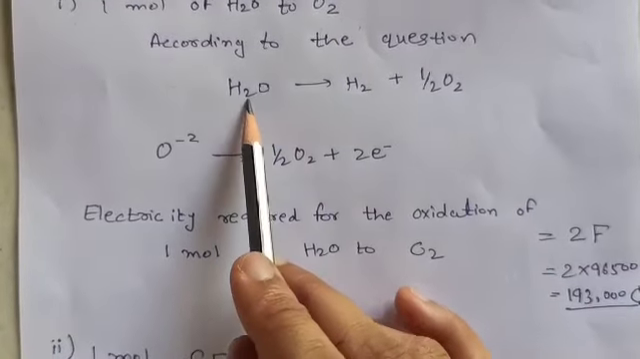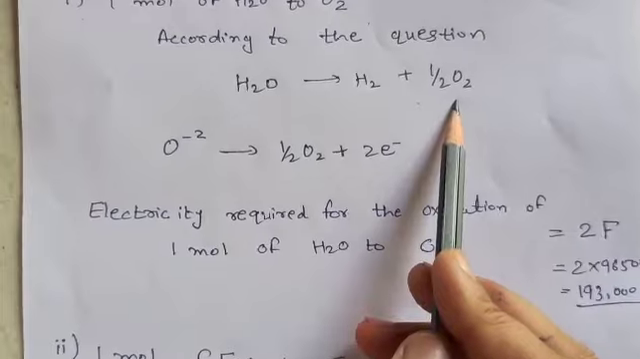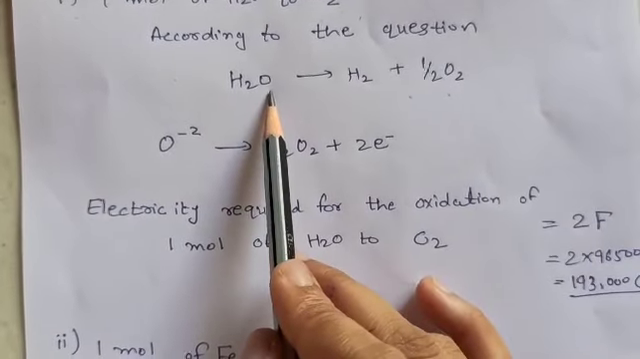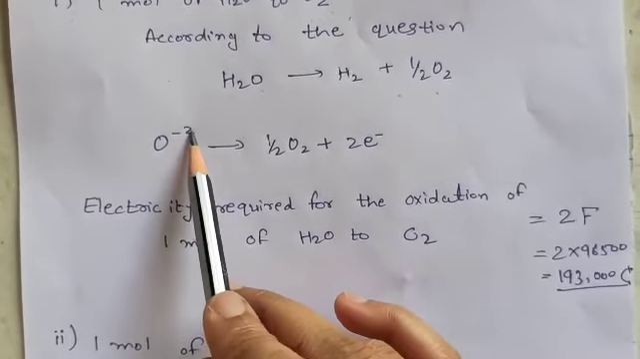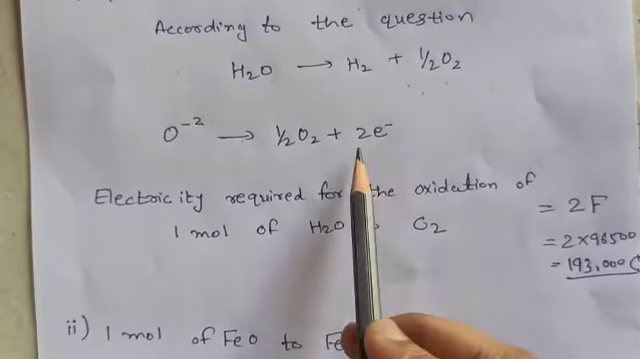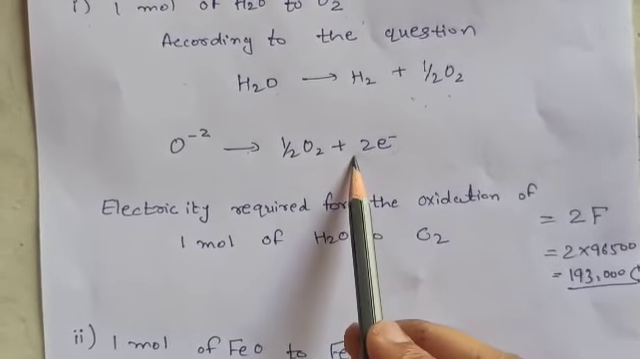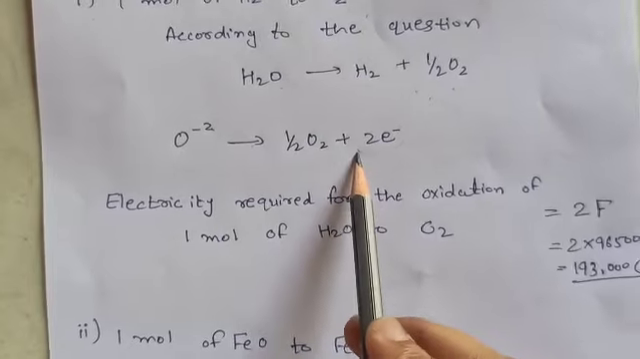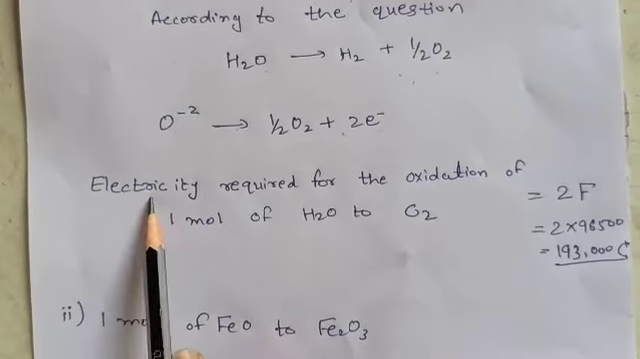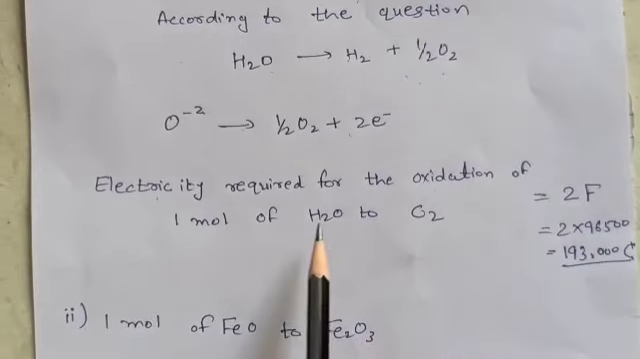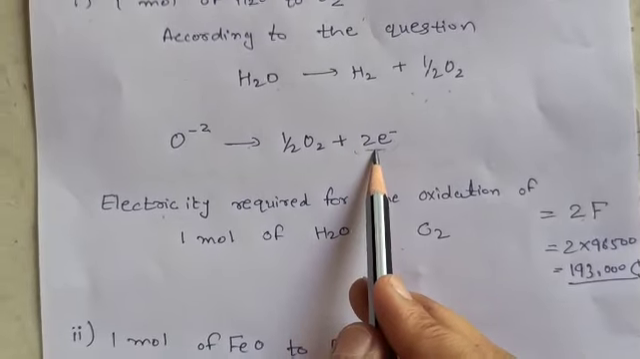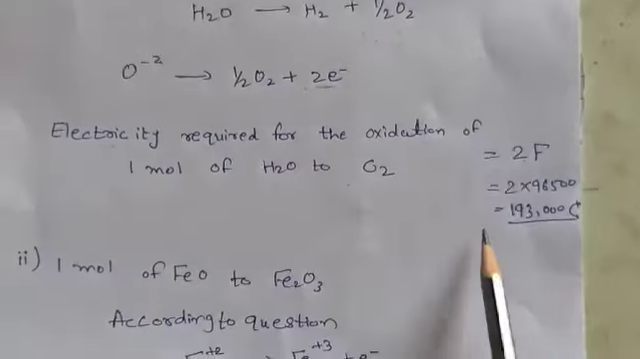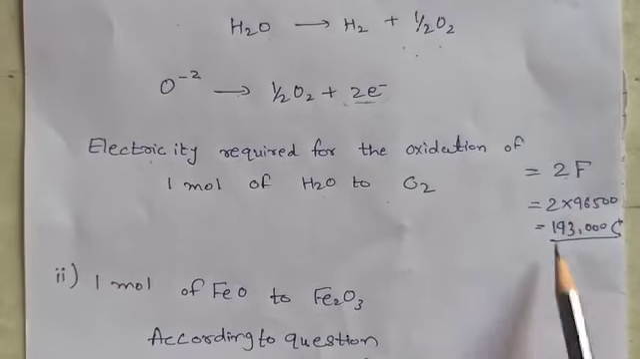According to the question, we can write that H2O gives H2 plus half O2, right? In H2O, the oxidation number of oxygen is -2, means we can write that only O-2 gives half O2 and loses 2 electrons, right? Because this is an oxidation reaction. For this reaction, we can say that electricity required for the oxidation of 1 mole of H2O is 2 Faraday, because there is a liberation of 2 electrons, right? So replace the value of Faraday, you will get the answer in coulomb, right?